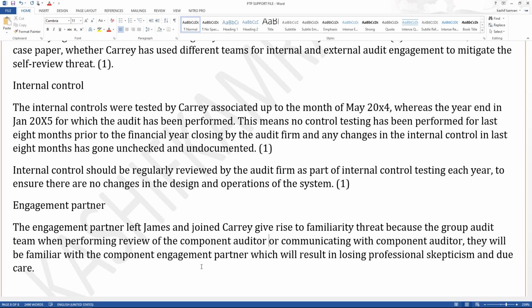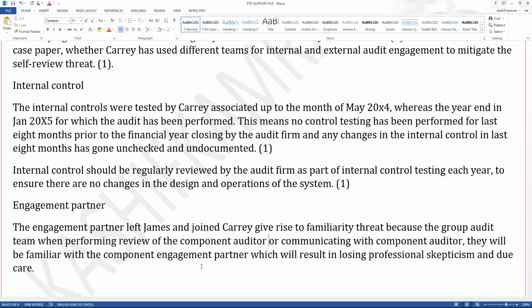So when you are liaising as a group auditor with a component auditor, do you know the partner of the component auditor? Do you have a familiarity association with the partner of the component auditor? Will that result in losing professional skepticism and due care in how you review the work of a component auditor, or how you liaise with the component auditor?